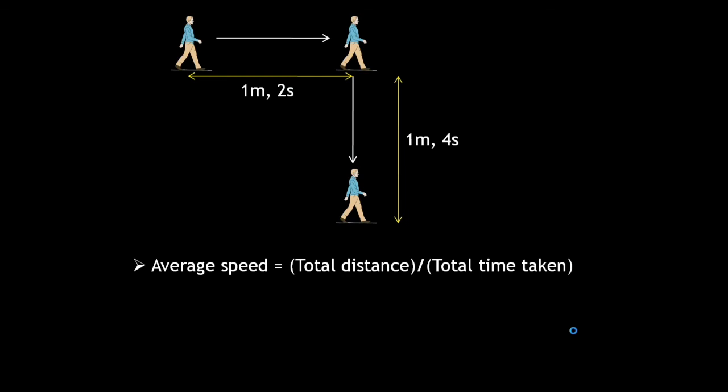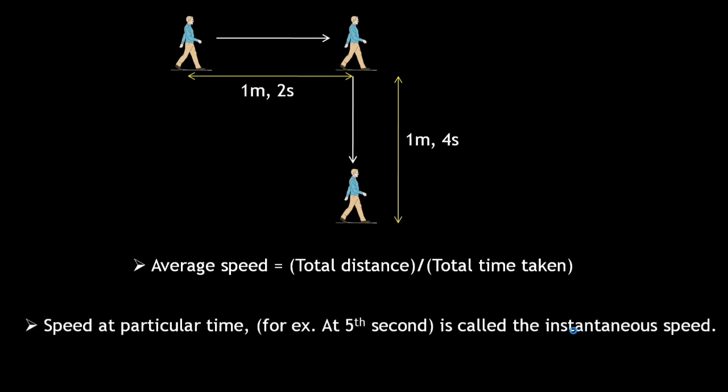Suppose they are asking the speed of the man at the 5th second. Here you may notice that they are asking the speed of the man at a particular time, at a particular instant of time. So the speed at a particular time is called the instantaneous speed.